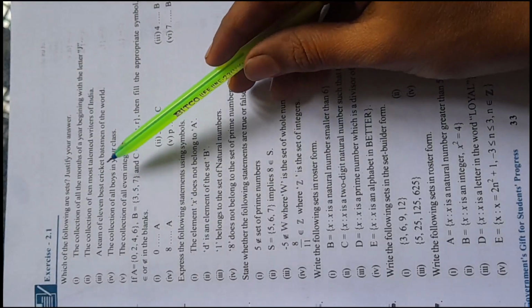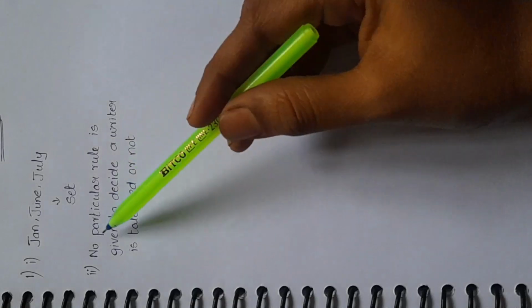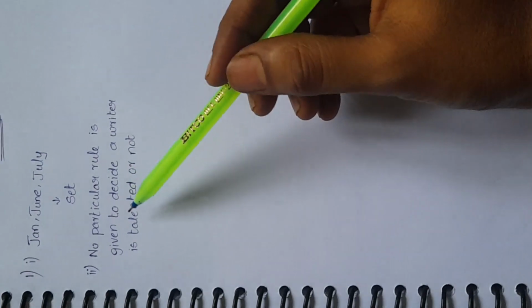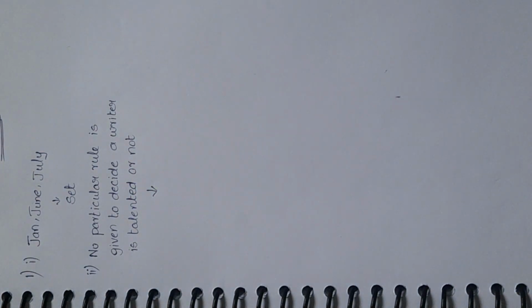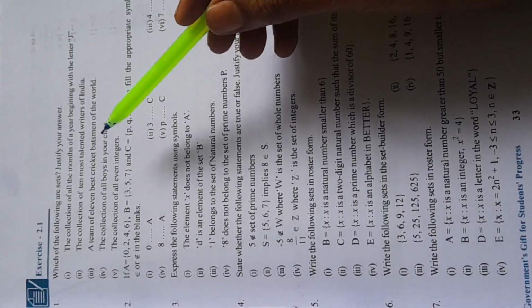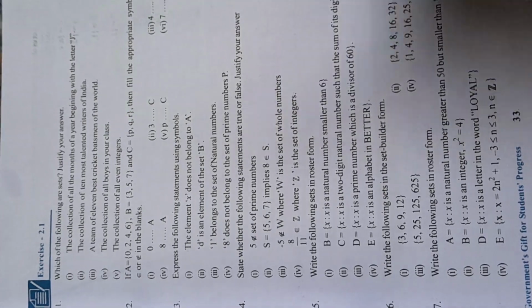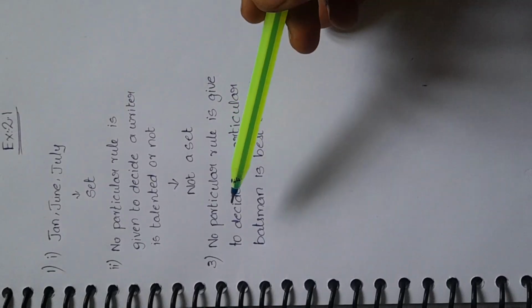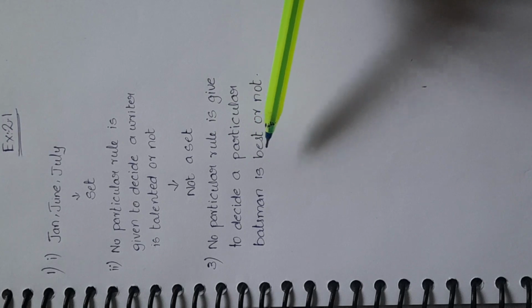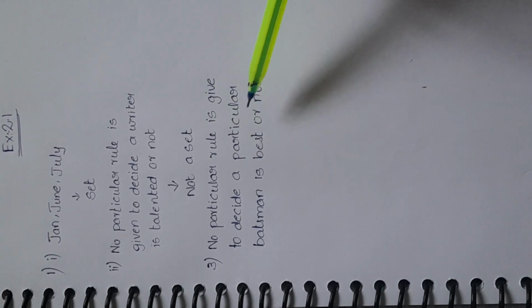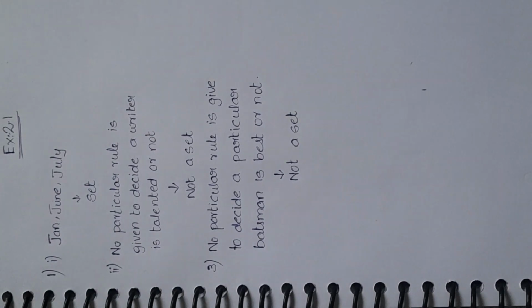Second question is the collection of 10 most talented writers of India. For the second one, no particular rule is given to decide whether a writer is talented or not. So, this is not a set. Third one is a team of 11 best cricket batsmen of the world. The third one is also the same. No particular rule is given to decide whether a particular batsman is best or not. That is, we can't take a particular set of batsmen. So, this is not a set.